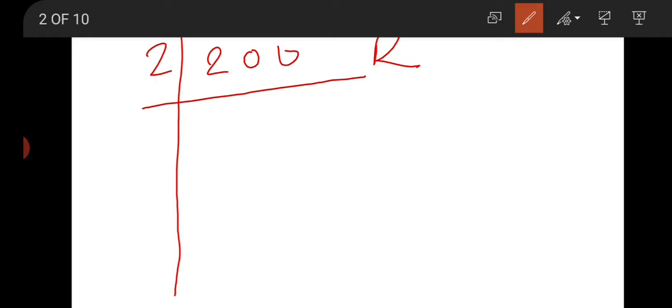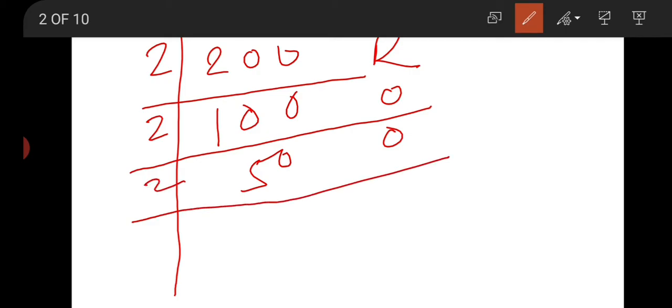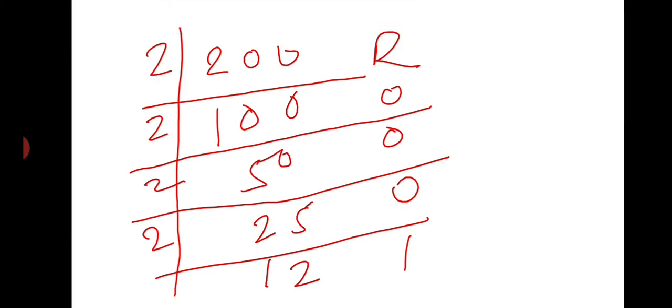First we divide 200 by 2, we get 100 and the remainder is 0. Again we divide 100 by 2, this is 50, remainder 0. Now again we divide 50 by 2, we get 25, remainder 0. Again we divide 25 by 2, that means 12 times 2 is 24, and the remainder will be 1. Now again we have to repeat the same process.